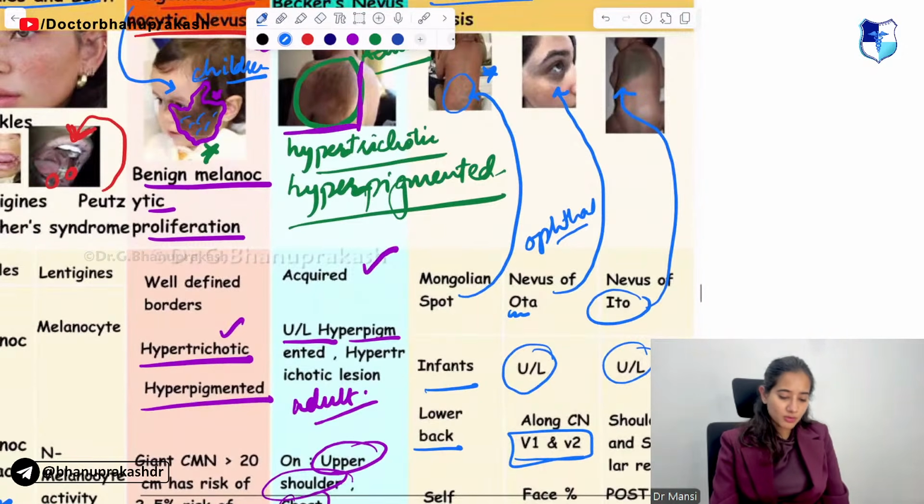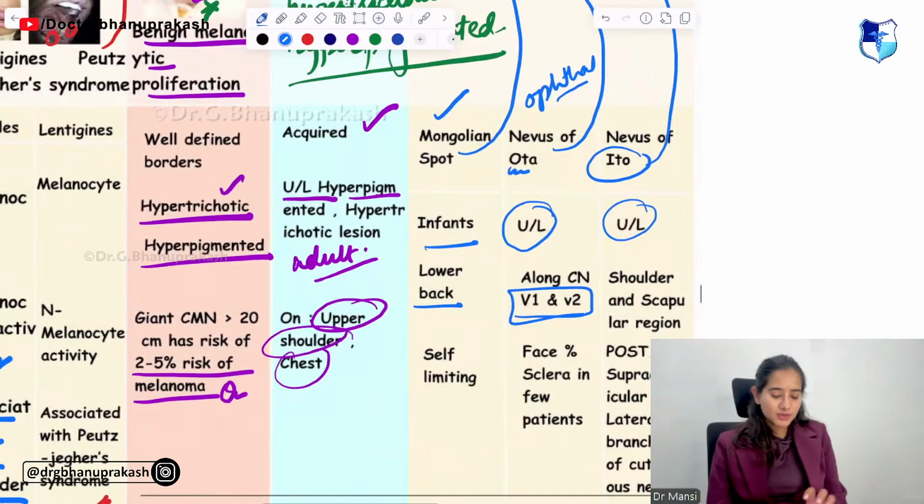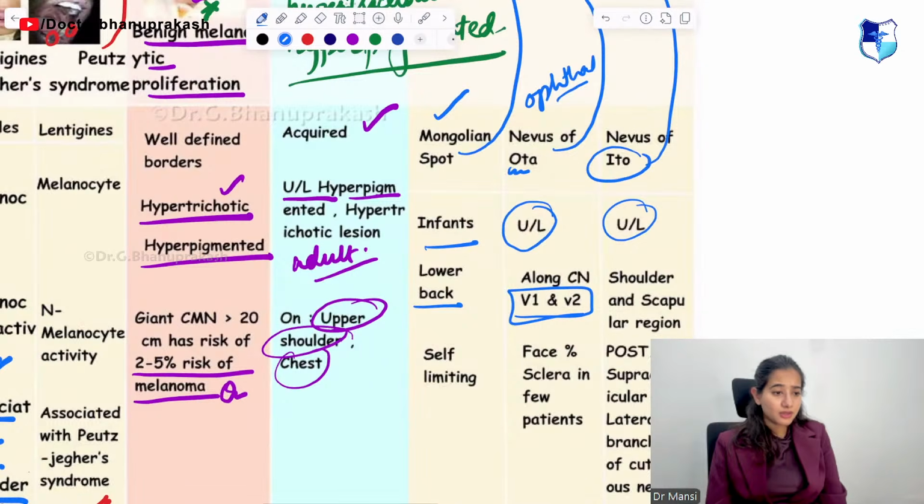Mongolian spot is self-limiting. Okay. This is all you have to know about.